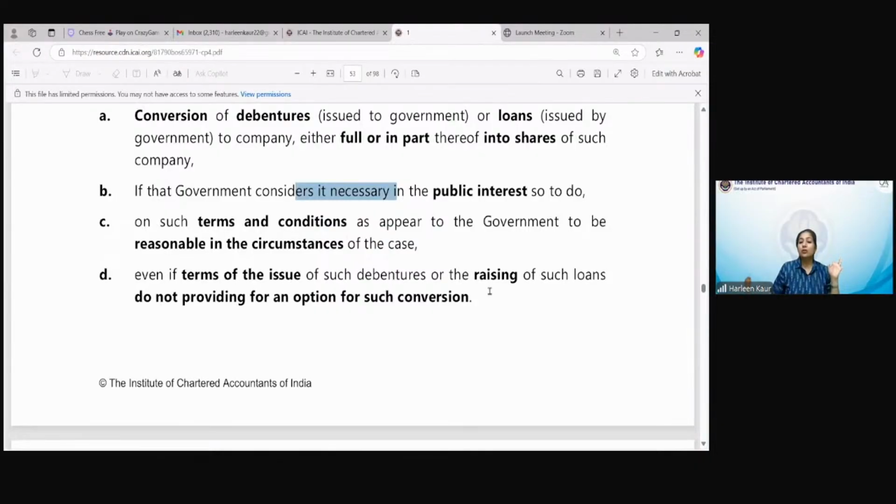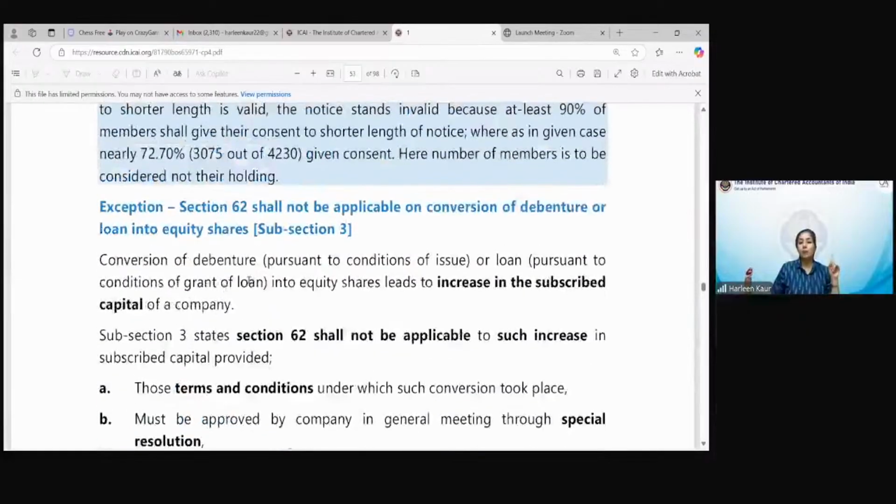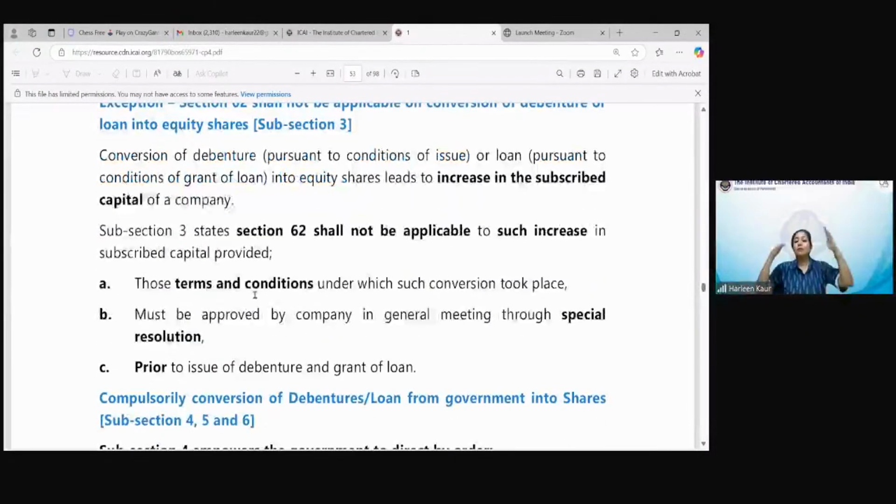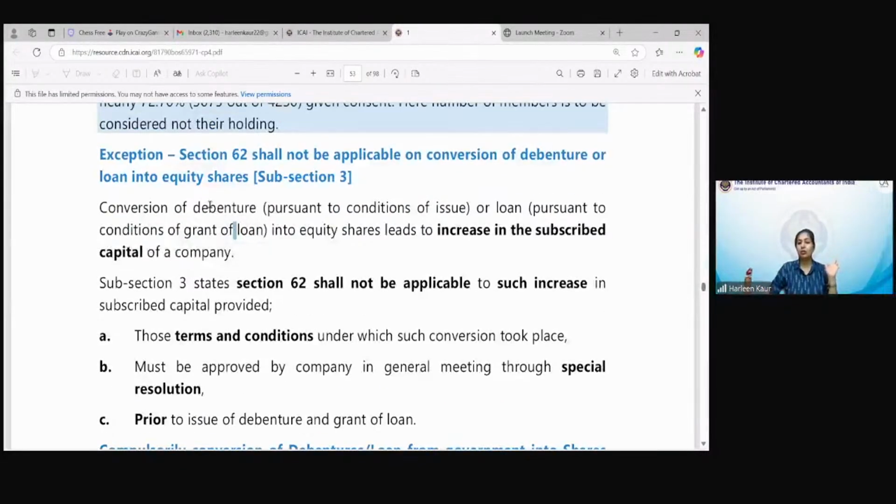If the terms of the issue or raising of such loan do not provide an option for such conversion, even if it was not told at the time of issue of debentures, then also you can convert. So this point, subsection 3, tries to tell you that this is talking about convertible debentures. In a normal company's case, for convertible debentures, the debentures which are converted into equity after a certain period, SR should have been passed at the time of issue of the debentures. So no SR will be required later. Okay, if SR has been passed, section 62 will not be applicable.